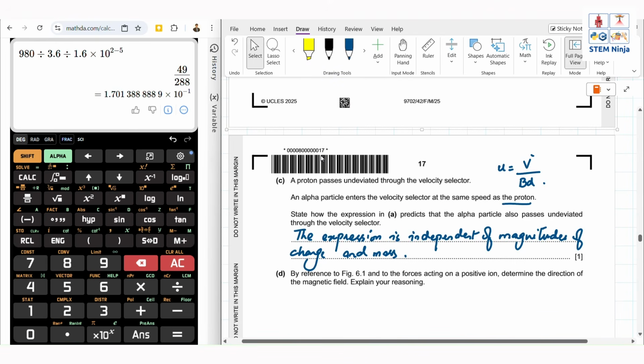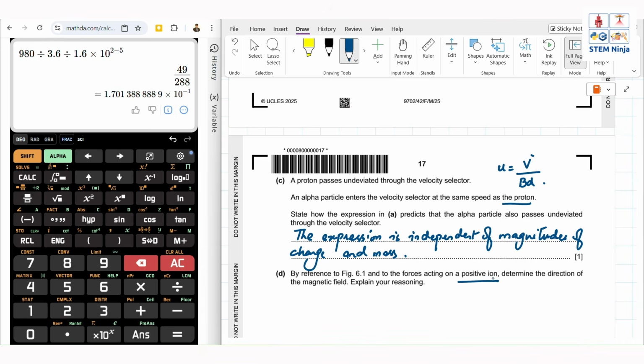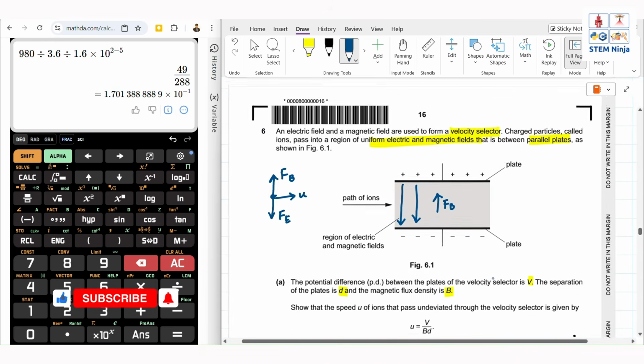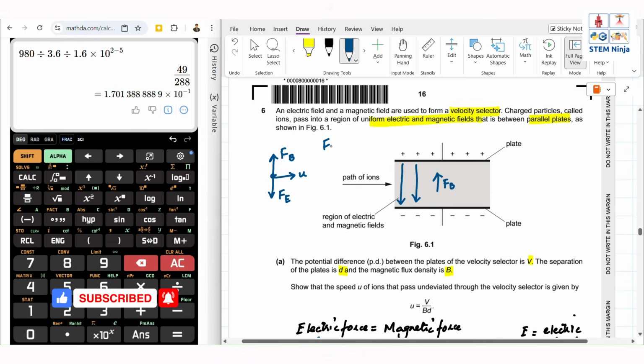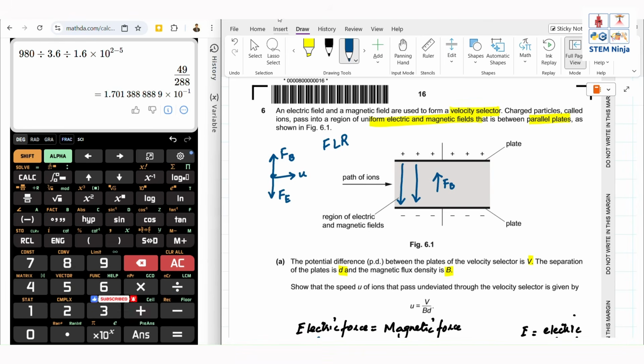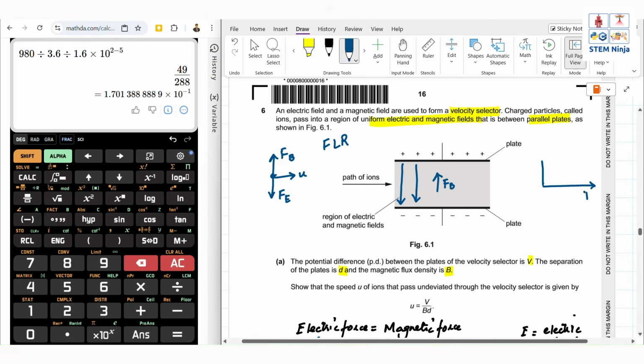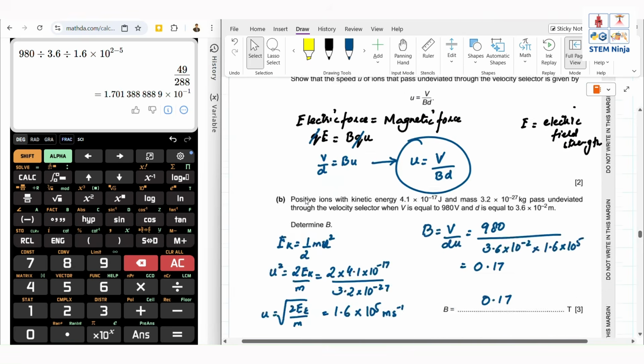Now, we are talking about the force acting on a positive ion. So for positive ions, when we consider Fleming's left-hand rule, the path of ions, positive ions, so current is over here, magnetic force is upwards. This means that the index finger, which is the field direction, is into the page. So this is all we have to write and explain.